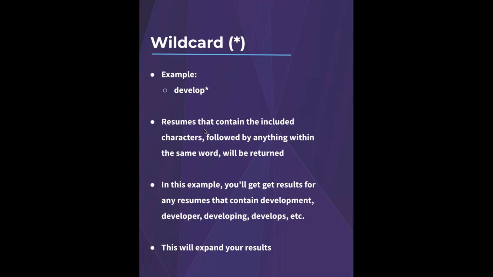So in this example, it says develop, and then it has that asterisk at the end of it. So if I type in develop asterisk, resumes that contain the word develop and then anything else after it are going to be returned. Again, this is another good way to expand your results. One of the things I learned along the way too is that this is also a really good way to account for weird misspellings or typos that might be in someone's resume. So kind of keep that in mind.